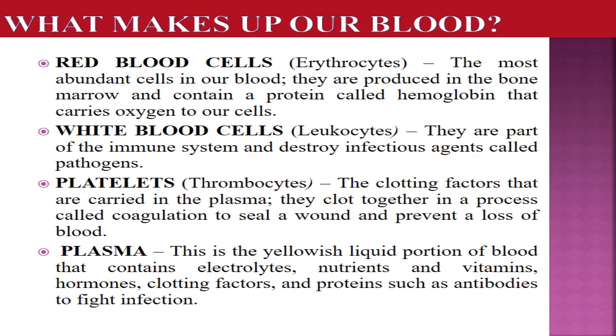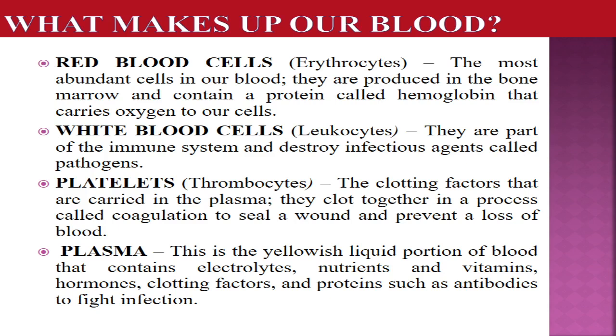The first is known as red blood cells, second is white blood cells, and the third is platelets. Plasma, we have seen, is a yellowish liquid portion of blood that contains electrolytes, nutrients, vitamins, hormones, clotting factors, and proteins such as antibodies to fight infection.